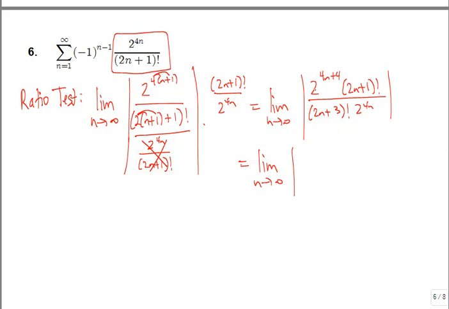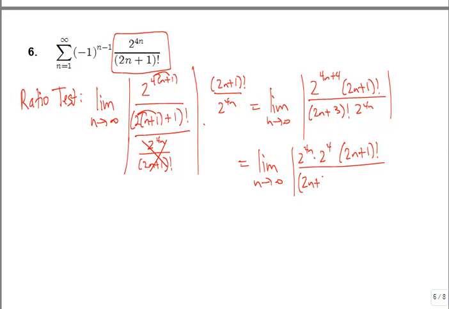First, let's break up this power. This is 2 to the 4n times 2 to the 4th. And then if I look at these two factorials here, the 2n plus 1 is the smaller one. So I'm going to leave that one the way it is. And I'm going to take the 2n plus 3 and break it down.